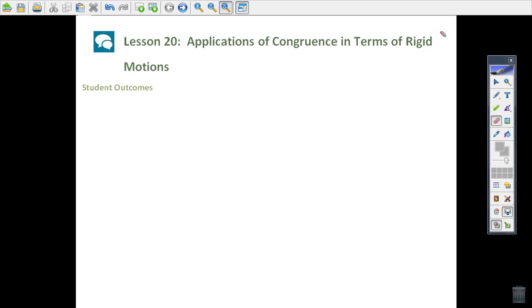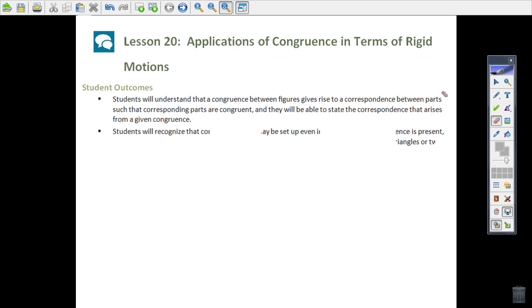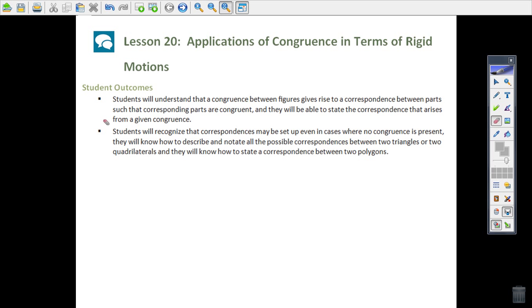Yesterday we talked about rigid motions. Today we're going to talk about how you apply those to compare two polygons. There are really two big ideas here that we're going to discuss. First, we're going to talk about being able to understand that a congruence between figures gives rise to a correspondence between parts.